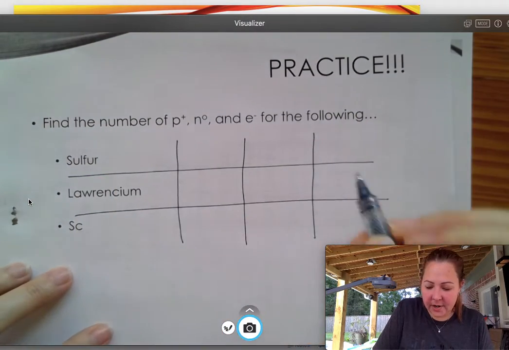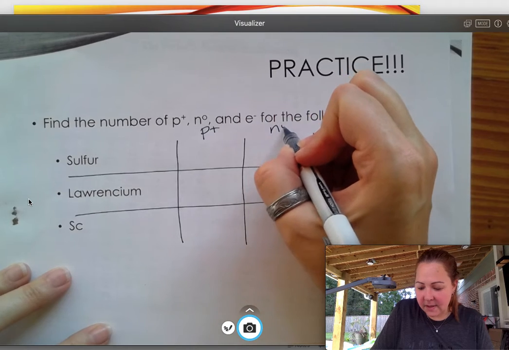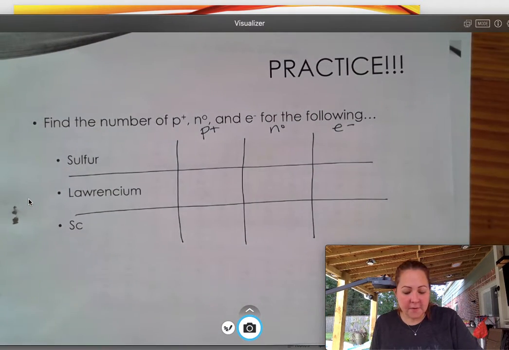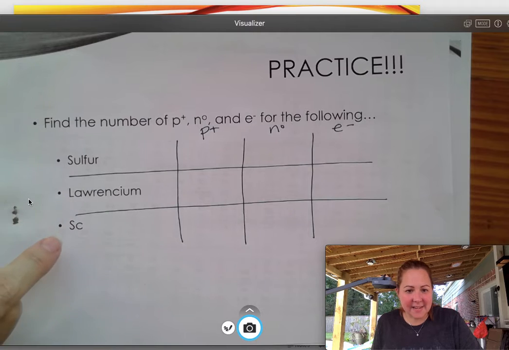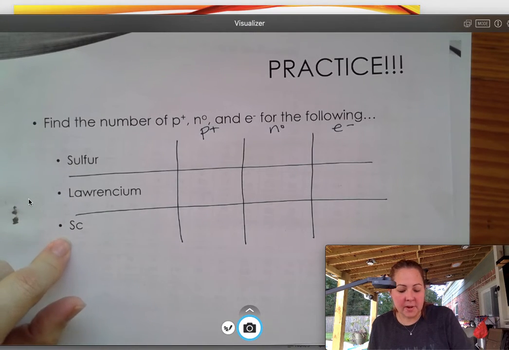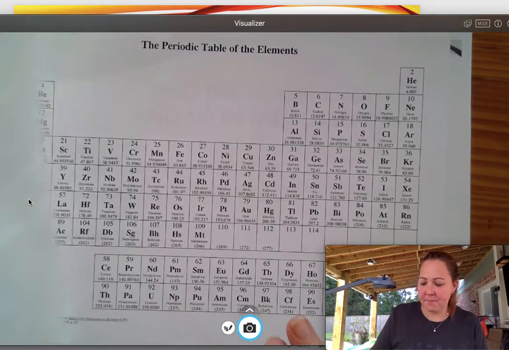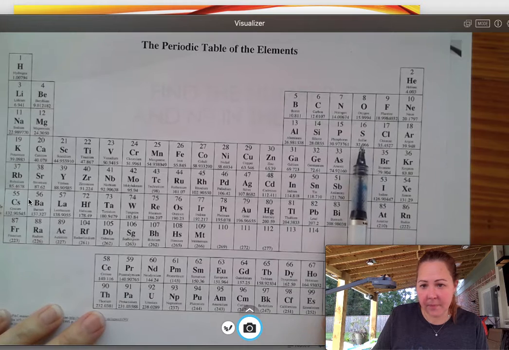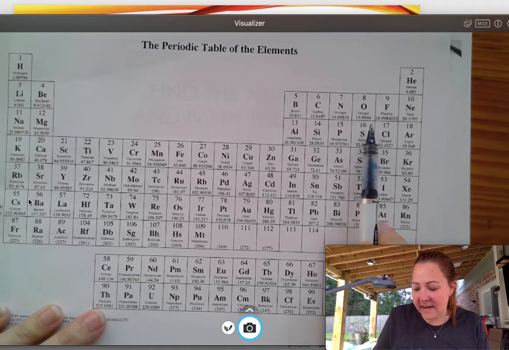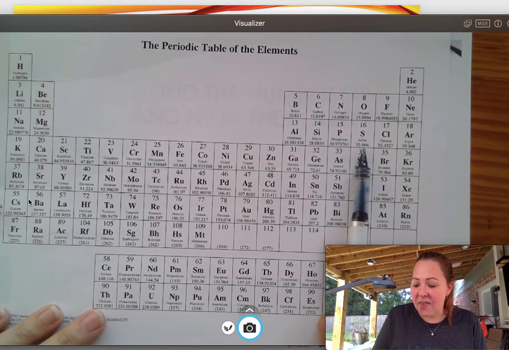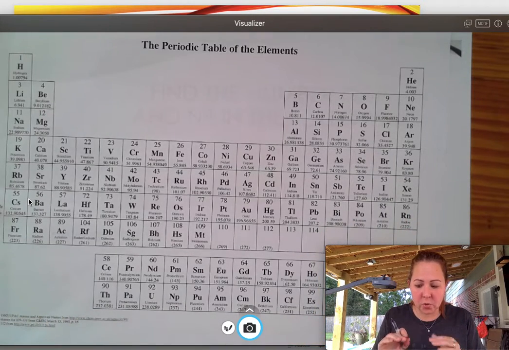I'm just going to make a little chart here: protons, neutrons, electrons. So I have sulfur, I have lawrencium, and I have Sc. So I'm going to go to my periodic table and find sulfur's information. It's right here on the periodic table. Sulfur is number 16, and I need to take this mass and round it to a whole number. 32.066 is going to round to just 32. So take that number, round it to a whole number.